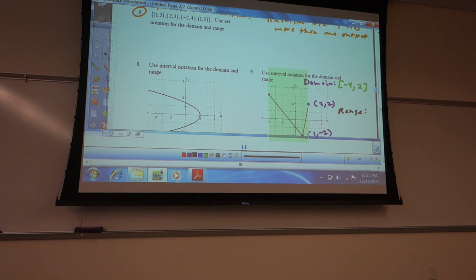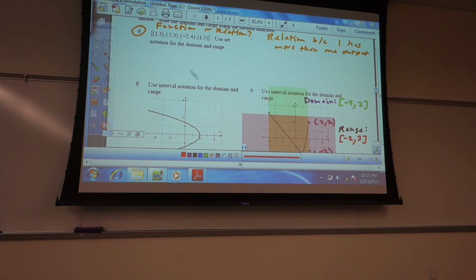So let's be a little Christmassy about this, I guess. Red. So the highest it goes is there. The lowest it goes is there. So my range is going to be from, what's the lowest it goes? -2. What's the highest it goes? 3. Good.